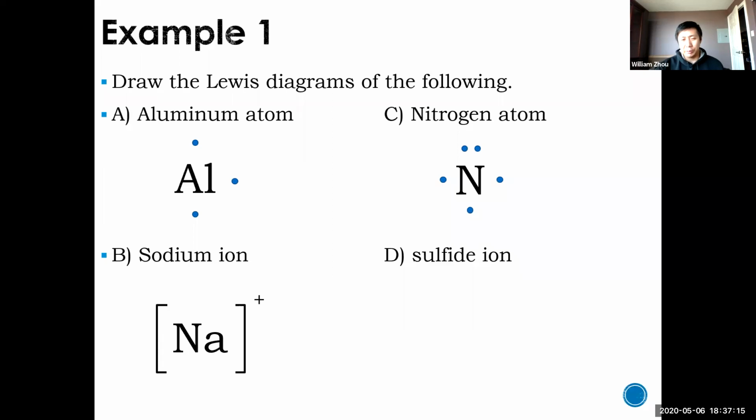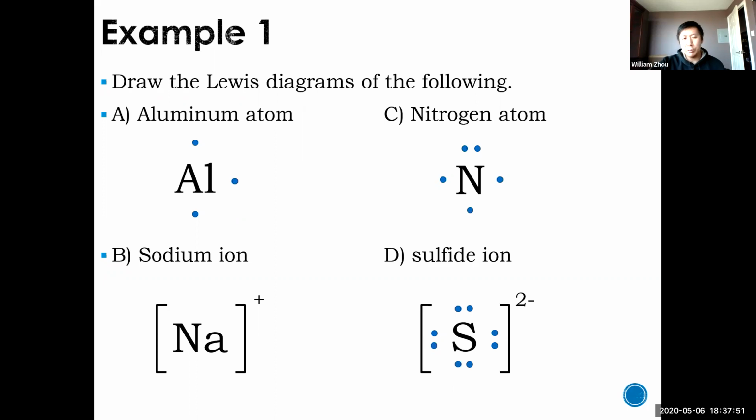The last example is the sulfide ion. Okay, a sulfide ion would have a -2 charge because sulfide needs 2 extra electrons. So in this case, this ion will have 8 valence electrons. The whole point of gaining electrons is to make 8. So you start from the top, you go 1, 2, 3, 4, that's the first 4, and then you start to pair them up, 5, 6, 7, 8. All right, so that is the 8 valence electrons, and then finally you need to put square brackets around them because it's an ion, so 2 minus.